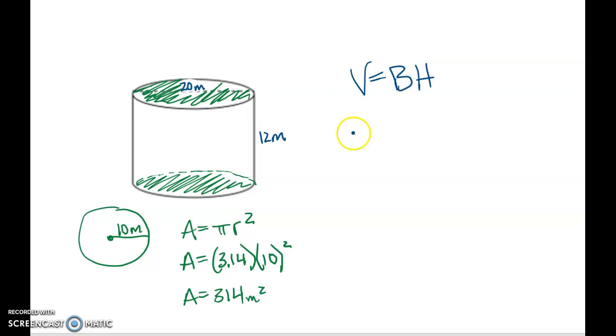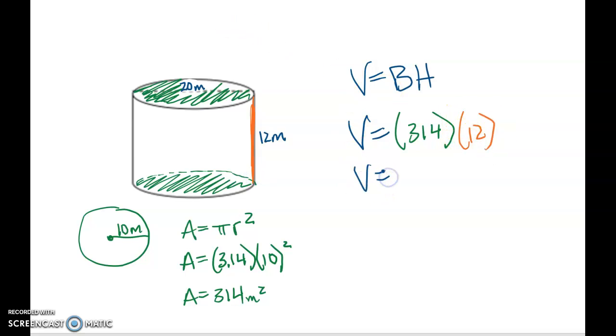So now we're going to plug this into here. Volume equals the area of our base, which was 314, times how far apart those circles are, 12 meters. So volume equals 314 times 12. That gives us 3,768 meters cubed. Again, cubed because it's volume.